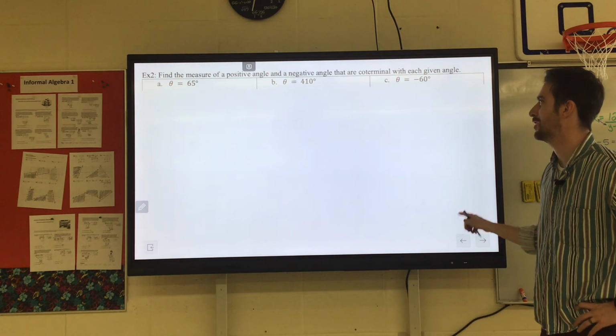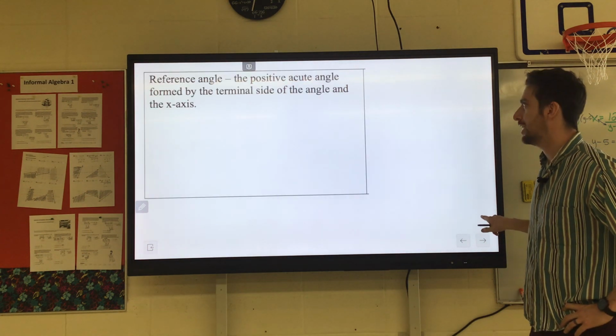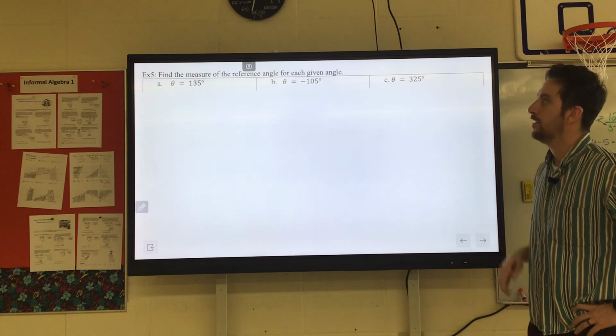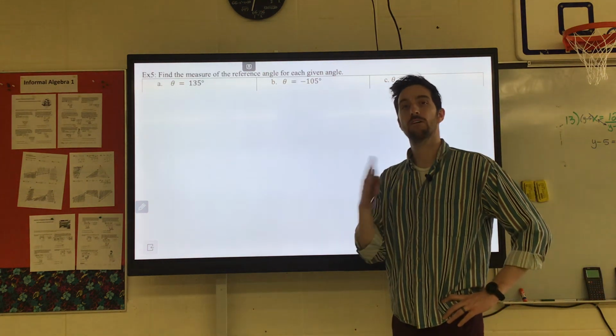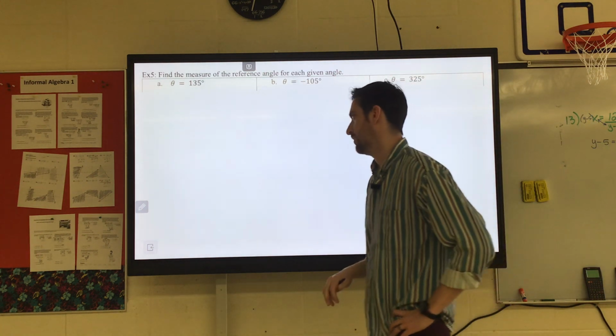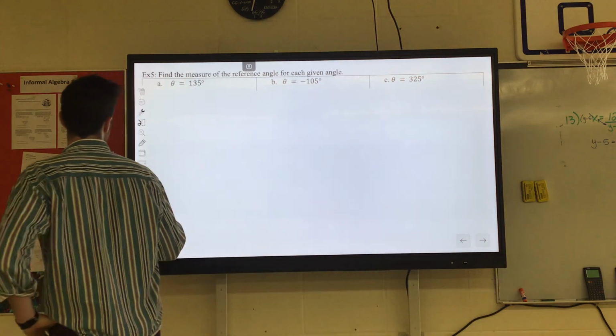Oh my gosh. And then I believe this is the last thing we have to cover, reference angles. Let's draw the angle first, and then we'll talk reference angle. So let's draw all three of these angles.